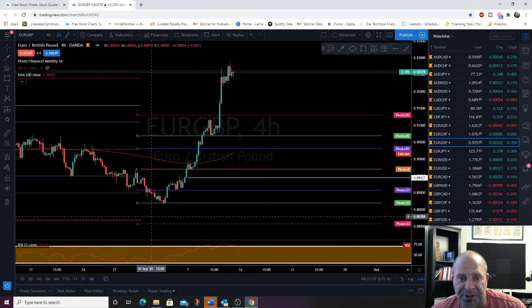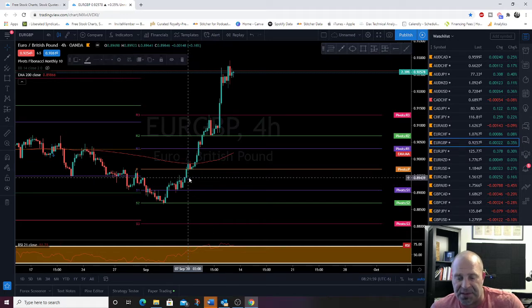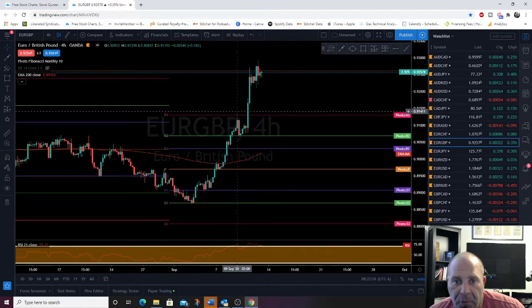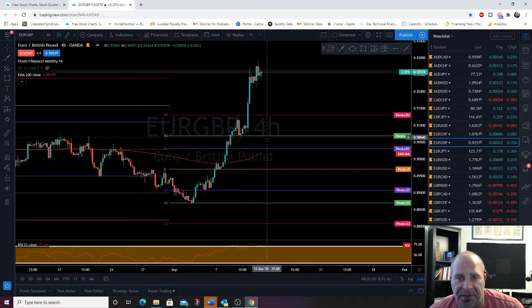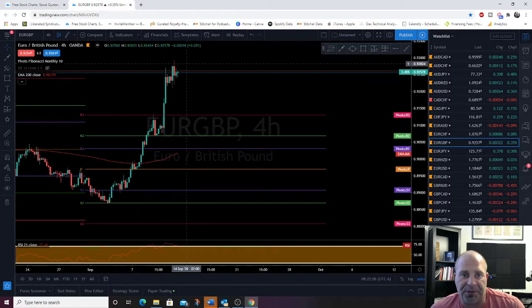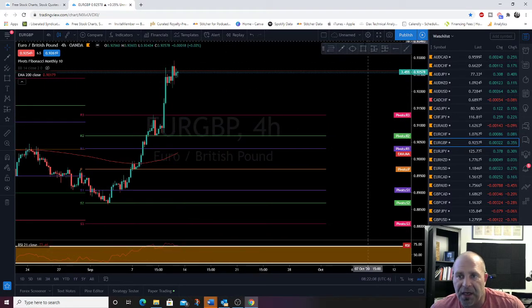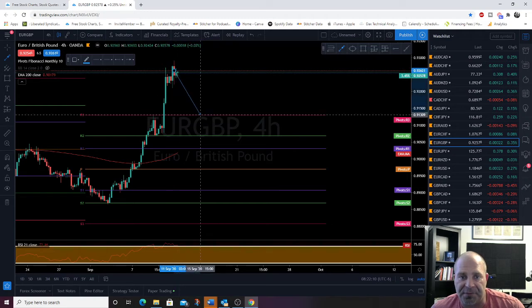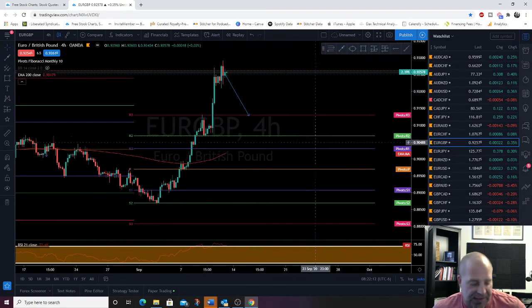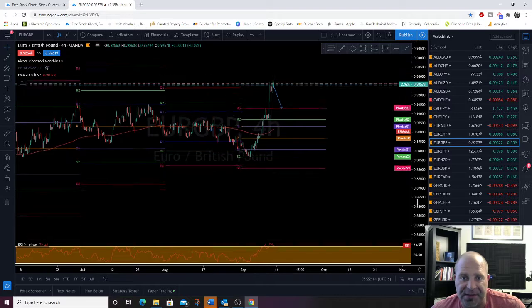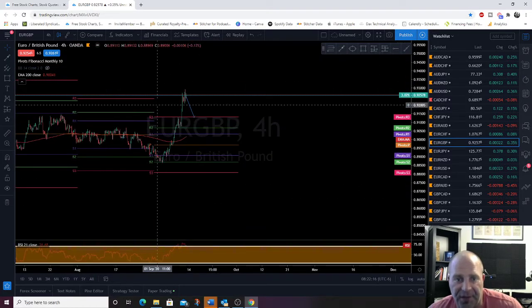EURGBP, what a rocket ship this thing's been on. So we're way past R3 of the monthly pivot. It looks like we're stalling out. So I'm going to look for this move back to retest in some sort of pullback scenario.